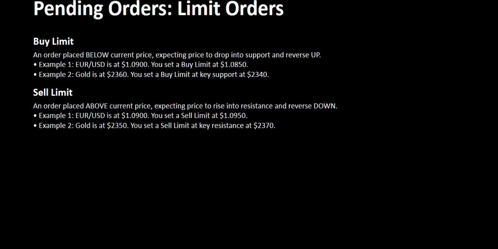So we have other types of orders. That is pending orders. Buy limit: an order placed below the current price, expecting price to drop into support and reverse up. Let me show you what a buy limit order is like.